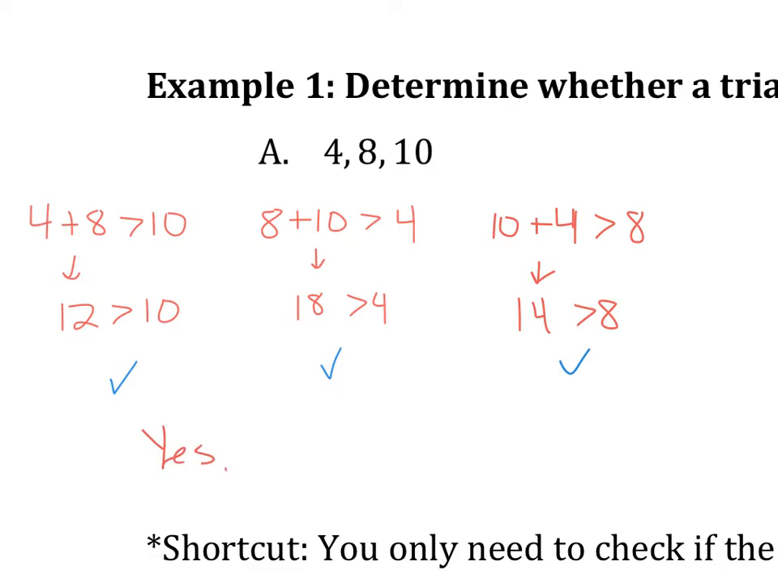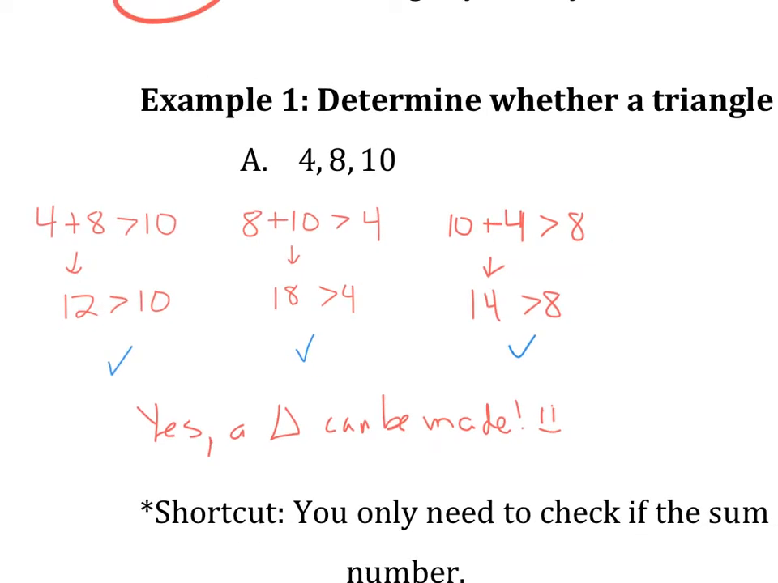So can we make a triangle? Yes. A triangle can be made. And we put a happy face, because we're happy that we can make a triangle.